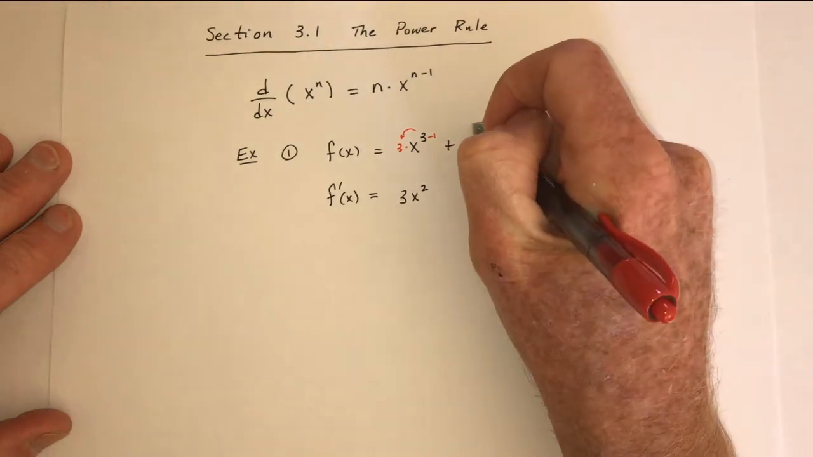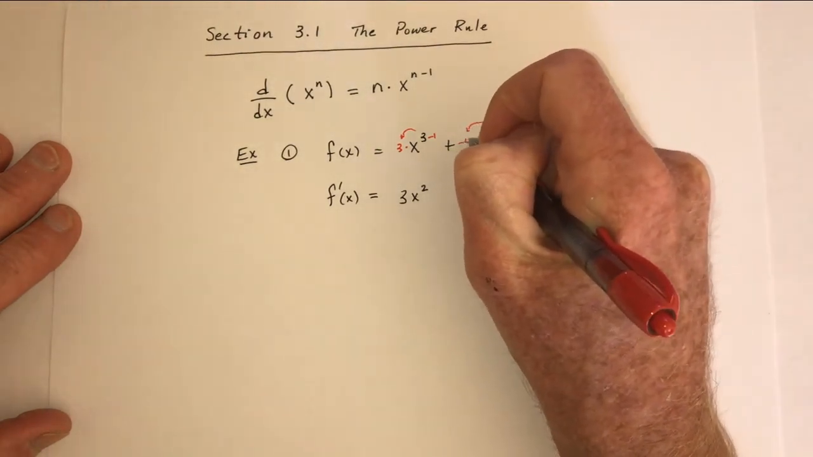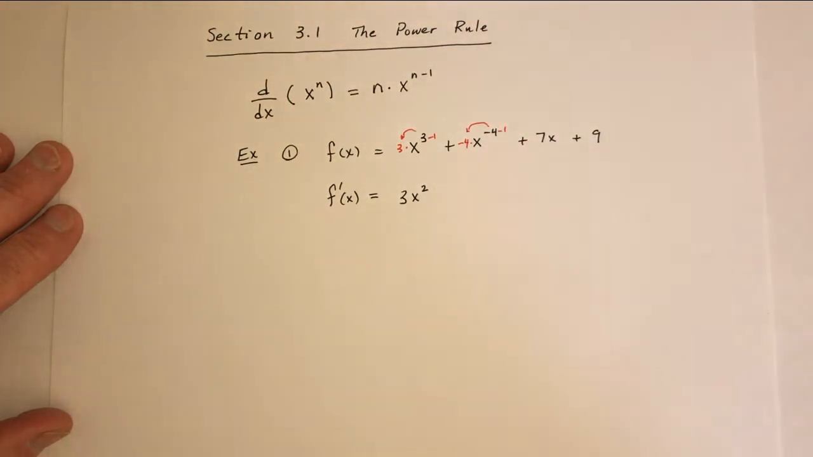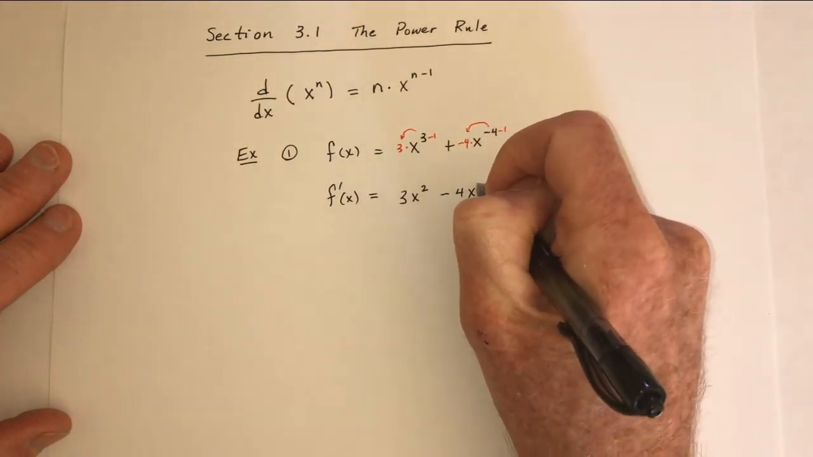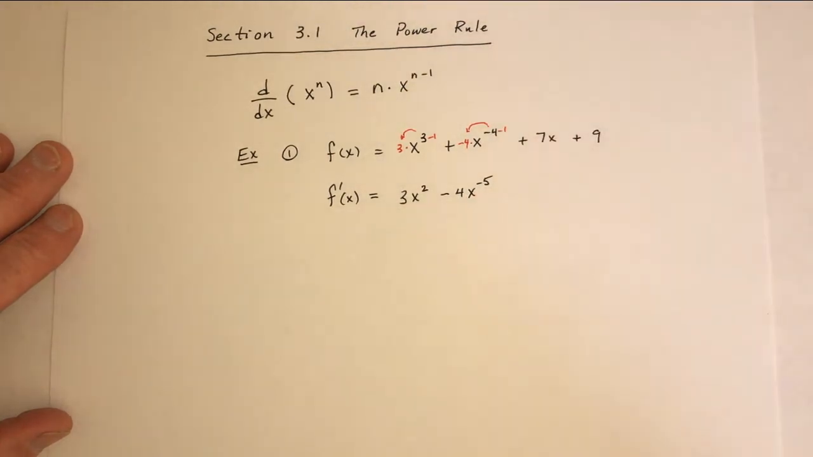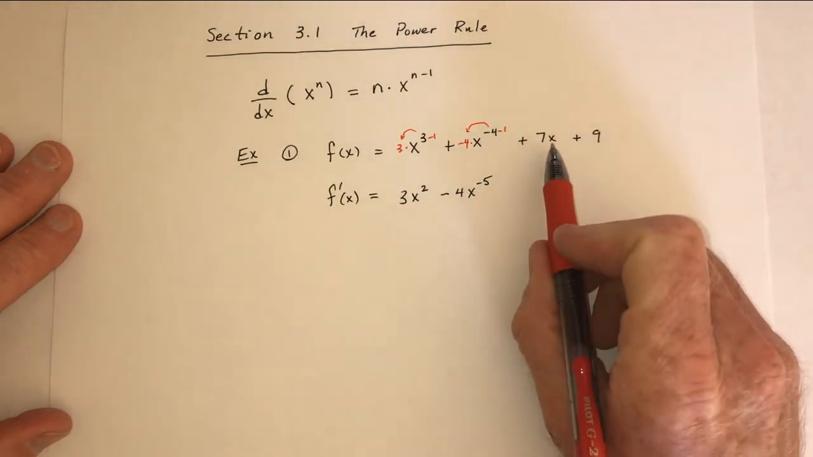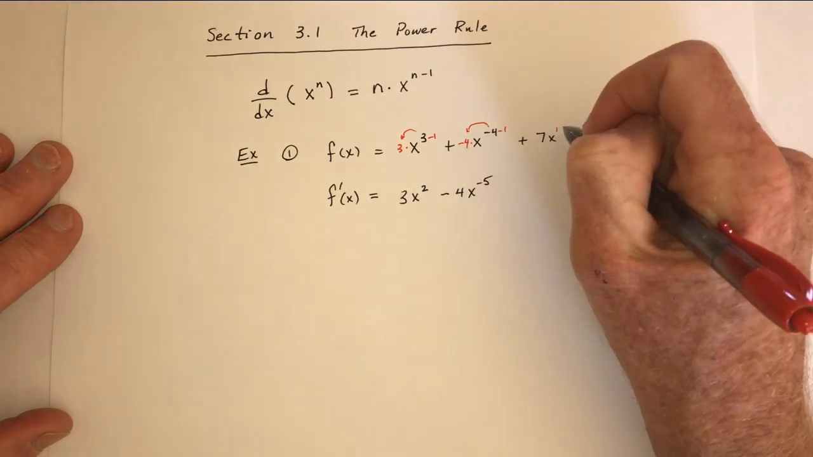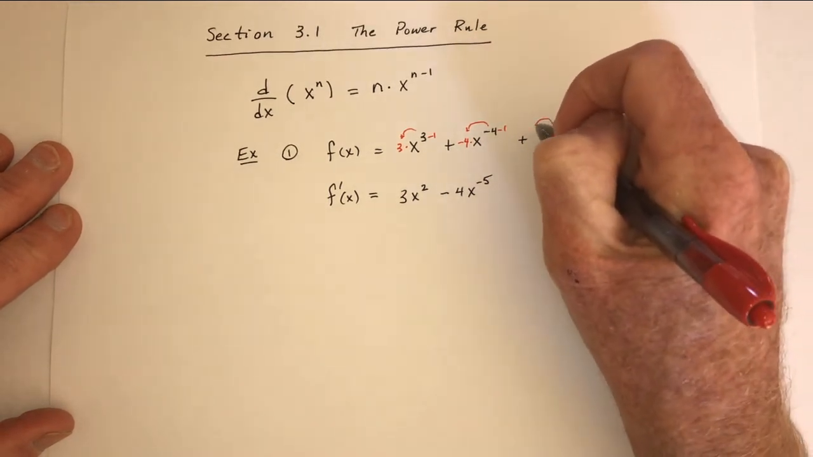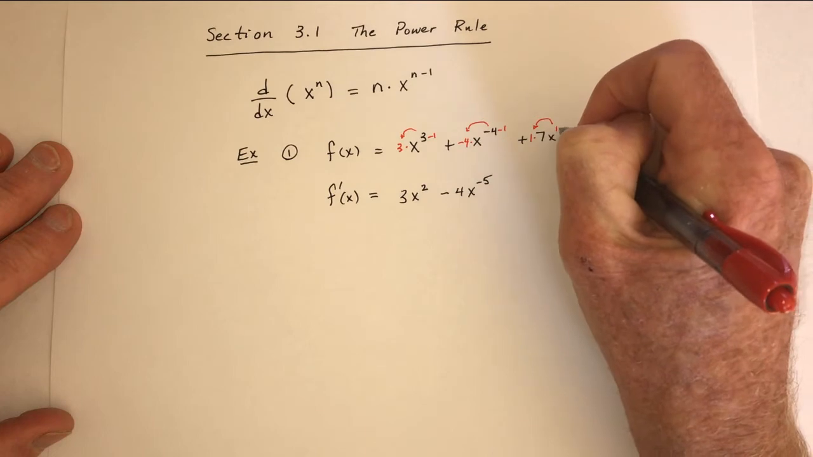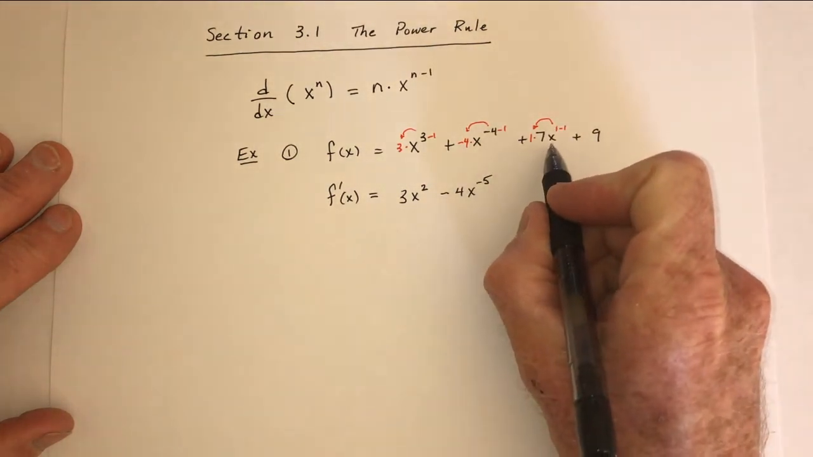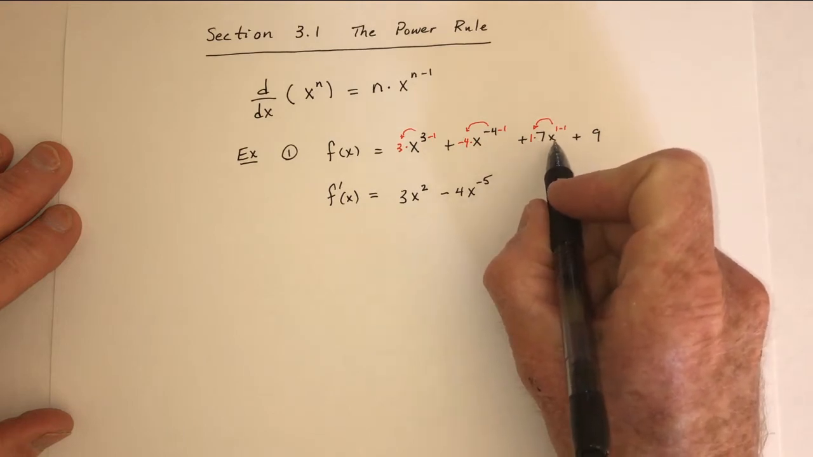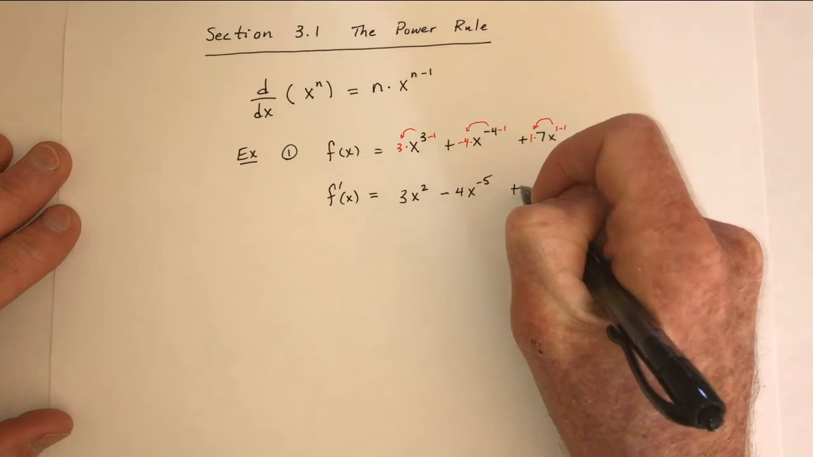And then for this one, take the negative 4, bring it in front and multiply, and then subtract 1 from the exponent. So that one's going to be minus 4x to the minus 5. Now for this one right here, its exponent is actually a 1. So you take the 1, bring it in front and multiply, and then subtract 1. So that's going to be a 7, and then x to the 0 is 1.